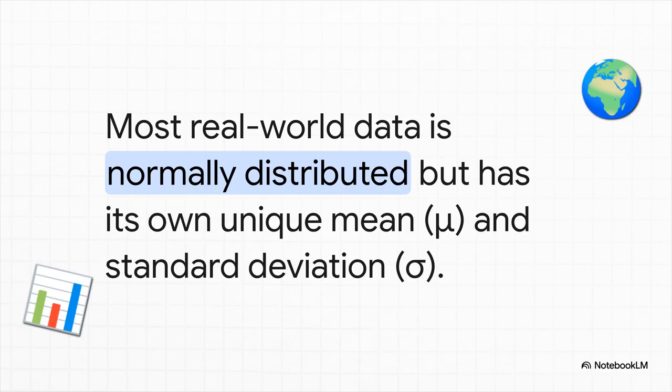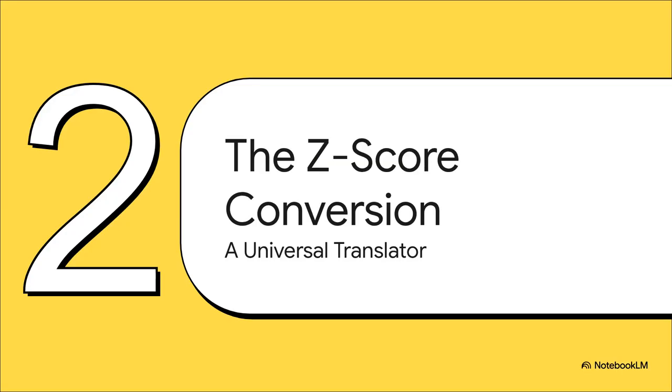But here's the thing. Each of those data sets has its own center, its own average, or mean, and its own spread, or standard deviation. And all that variety creates a challenge. How in the world can we compare them using one consistent method? Well, the solution is this beautifully simple yet incredibly powerful tool, the Z-score. I really like to think of it as the universal translator for data. It lets us take any normal distribution, no matter its mean or standard deviation, and translate it into one common language we can all understand.